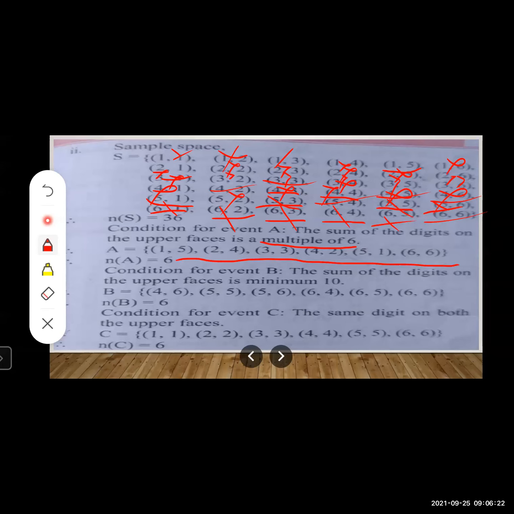Now just count how many favorable outcomes or sample points there are in the event A. 1, 2, 3, 4, 5, 6. So how many sample points are there in event A? 6. So you will write n(A) is equal to 6. Now let us move to the next condition.